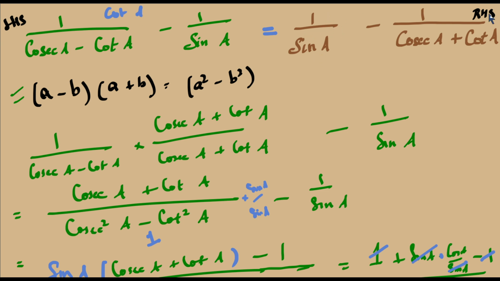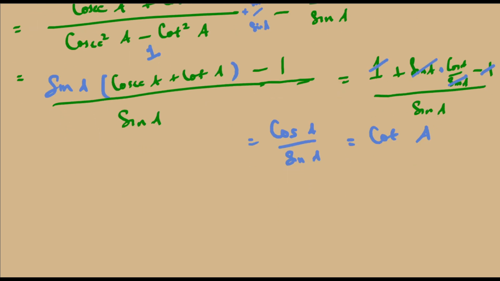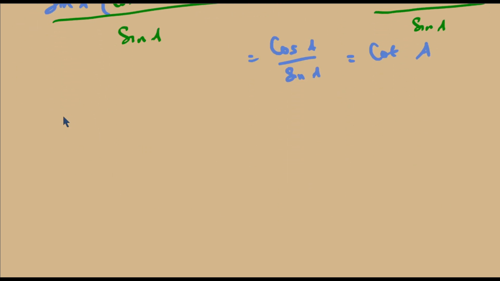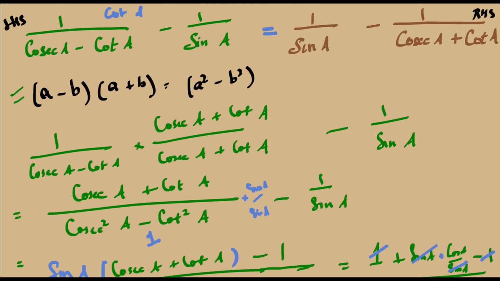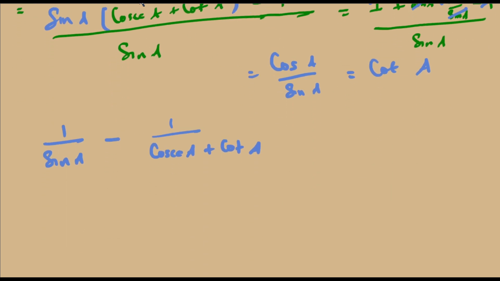Now let's see what we can do with the right hand side. 1 by sine A minus 1 by cosecant A plus cot A. We can do the same thing, multiply cosecant A plus cot A by its conjugate. So let me rewrite 1 by sine A minus 1 by cosecant A plus cot A. I hope I am right. I'll just check once. 1 by, yes, the same thing. So this is equal to, let me multiply only this by its conjugate, just like what we did before. I think now you will be able to do it on your own. So I'll go a little faster.